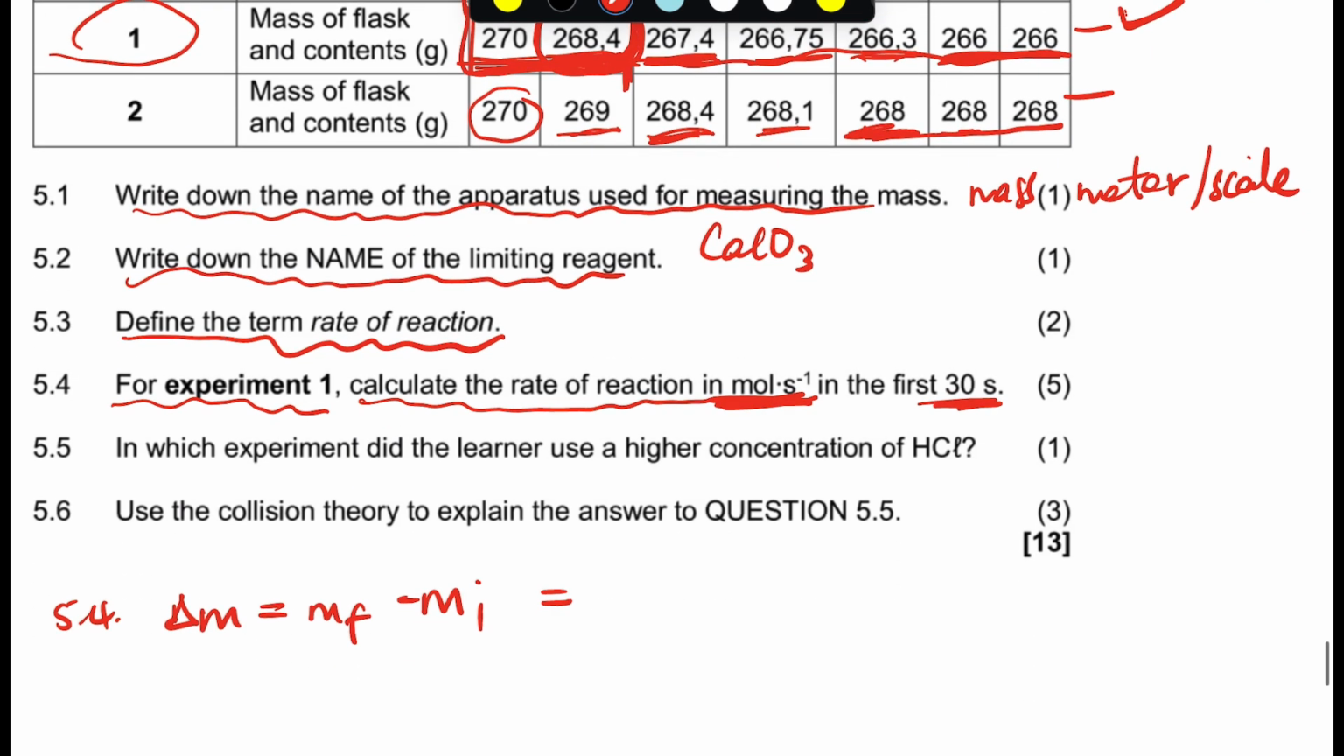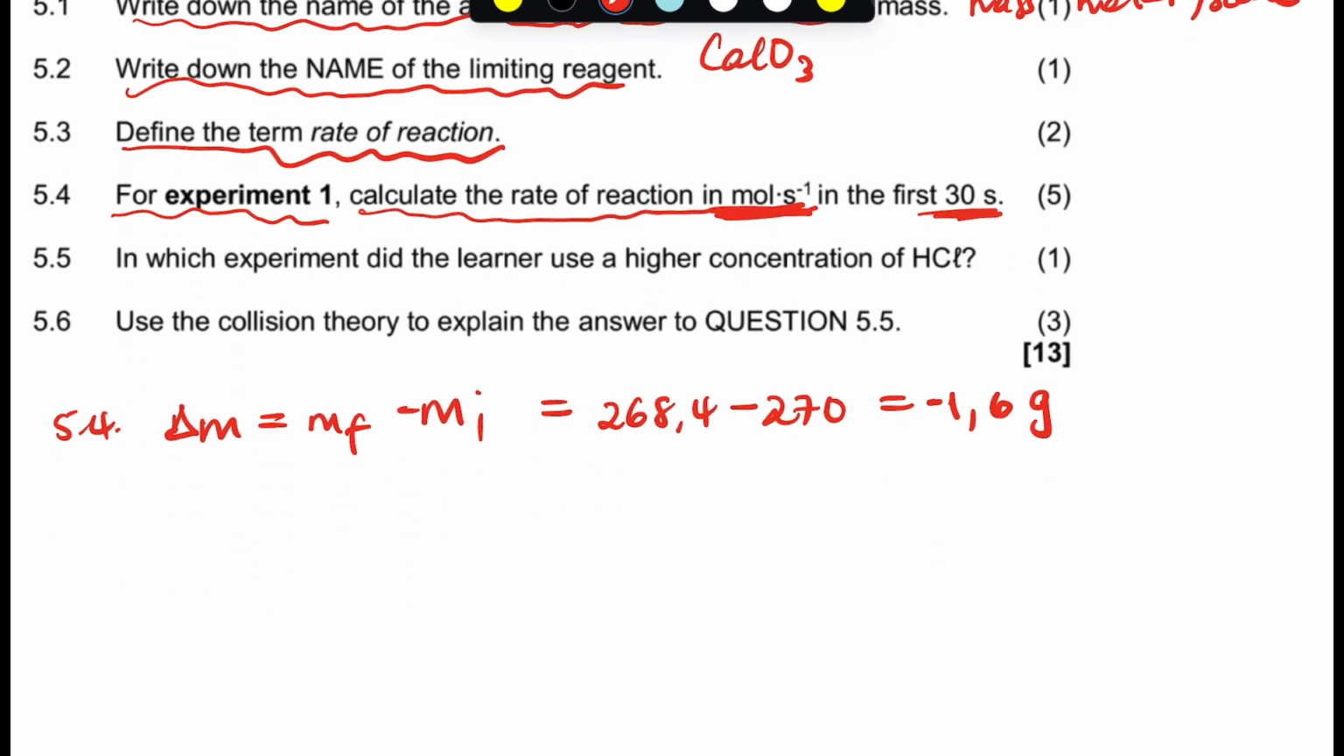268.4 minus the mass initial, which is 270. So the answer there is going to be 1.6 grams, right? Yes, it's going to be negative, but I'll show you why it is negative.